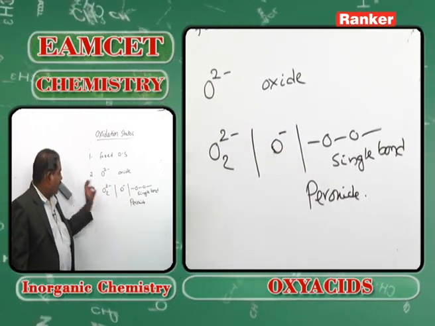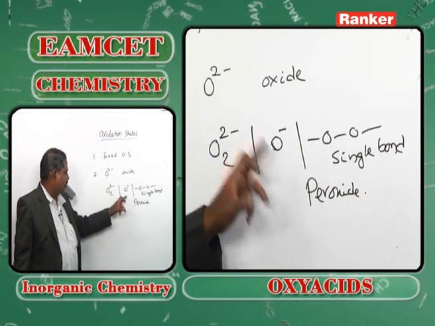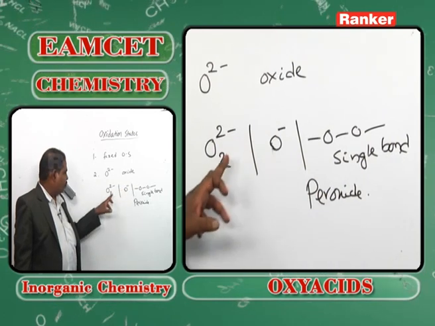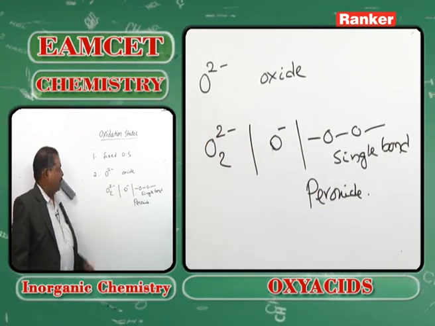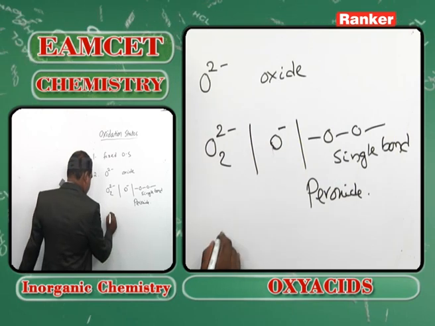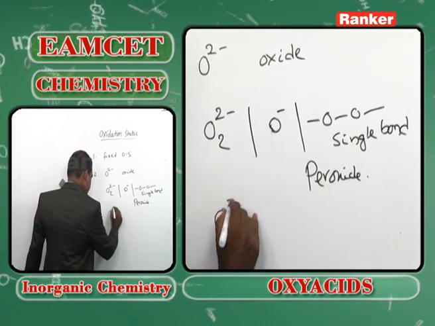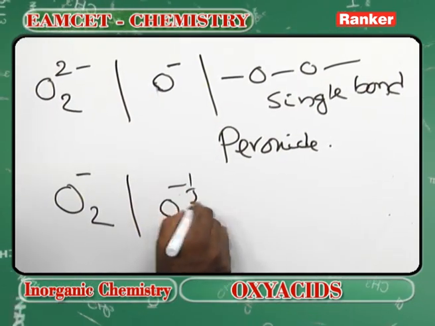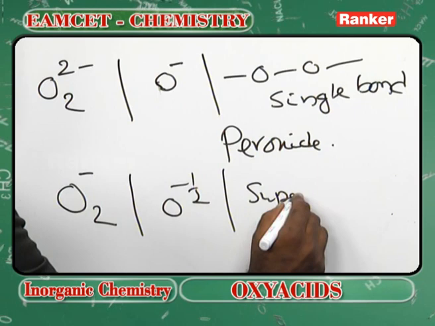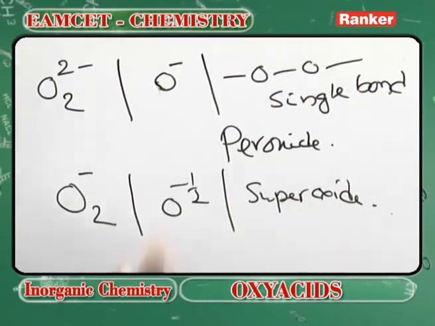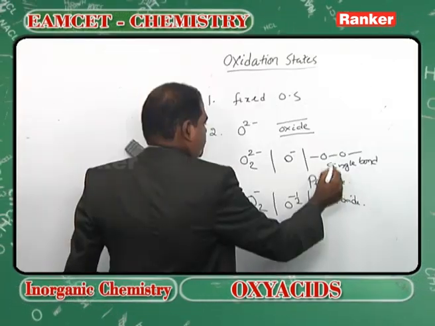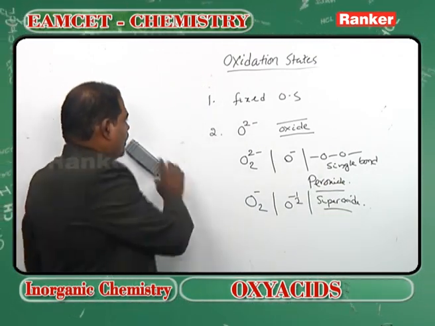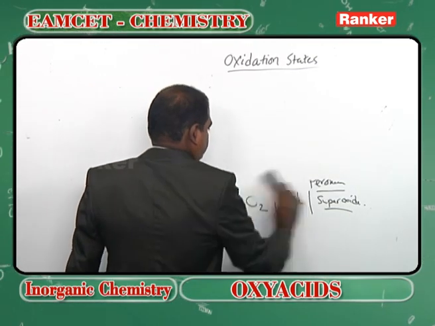So, how do you identify a peroxy compound? You should get the oxidation state of oxygen as -1. Each oxygen should get -1, and two oxygens put together should get -2. And if two oxygens put together get -1, or each oxygen -half, then it is called a superoxide. Oxide, peroxide, superoxide.